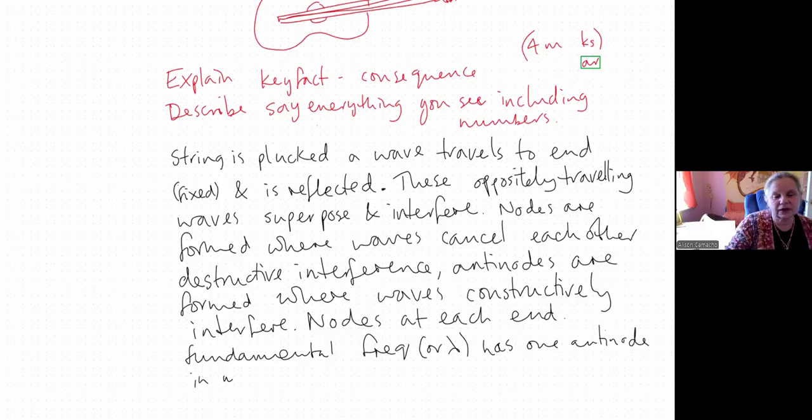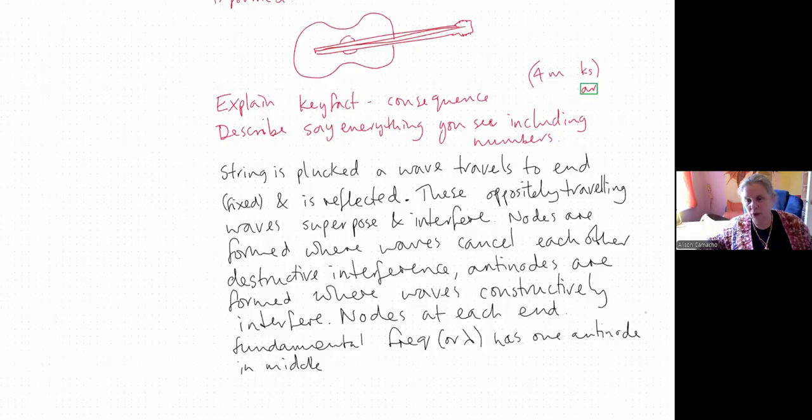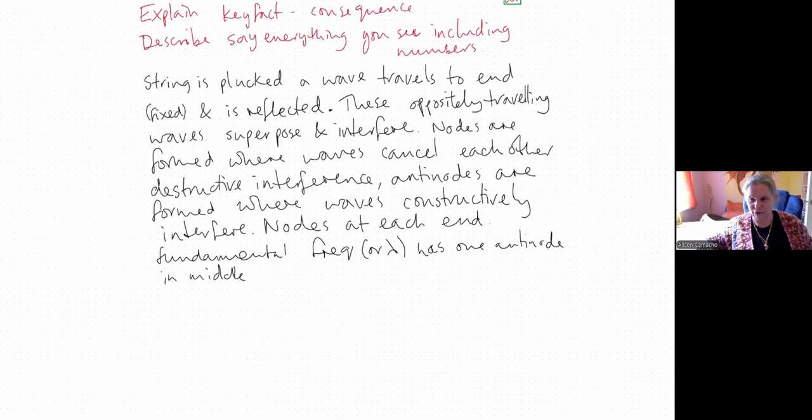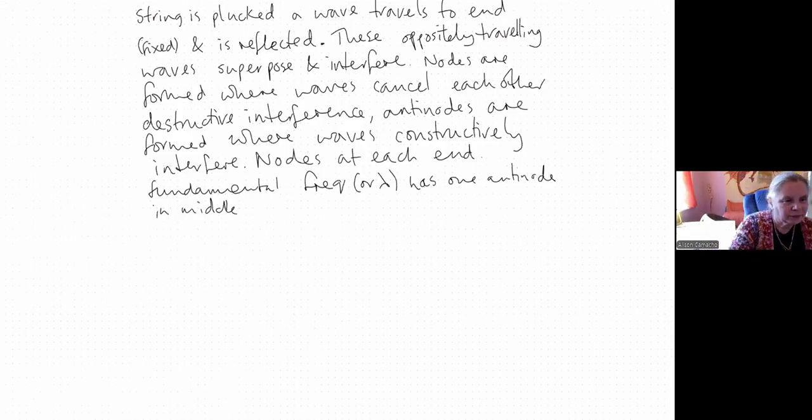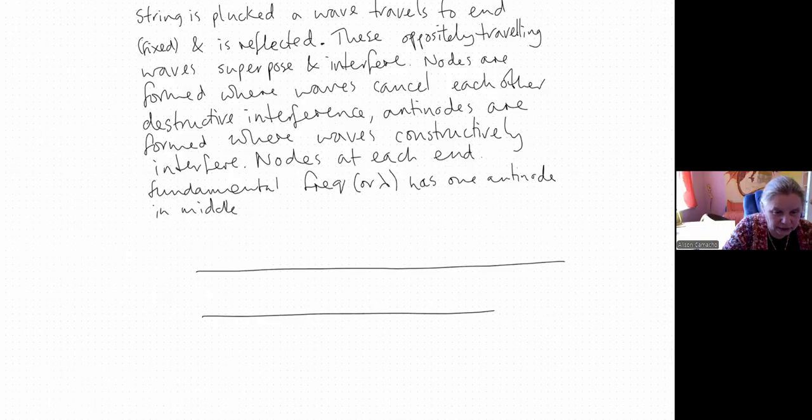Now, this is only true for strings. If you've got a standing wave formed in a tube of air, like a recorder or a flute or a bassoon, then you have your tube of air. If it's closed at one end, imagine blowing across the top of a bottle, then you get a node there and you'll get an antinode at the open end.